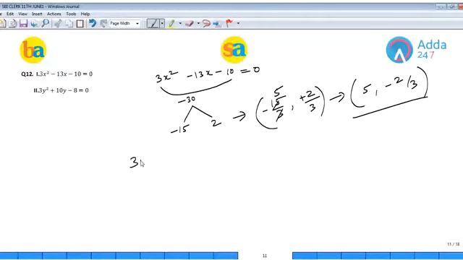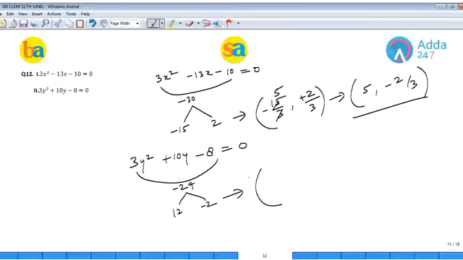And the next equation is 3y square plus 10y minus 8 is equal to 0. Now multiplying 3 by 8 gives us the number as minus 24, and on dividing it further, such that the addition gives plus 10 and multiplication gives minus 24, we get 12 and minus 2. Now we'll divide these two values by the coefficient of y square, that is 3.